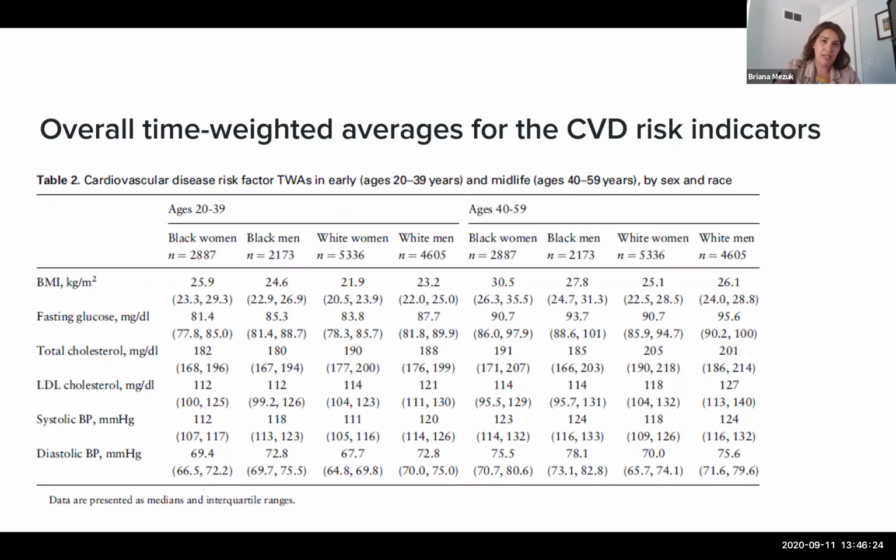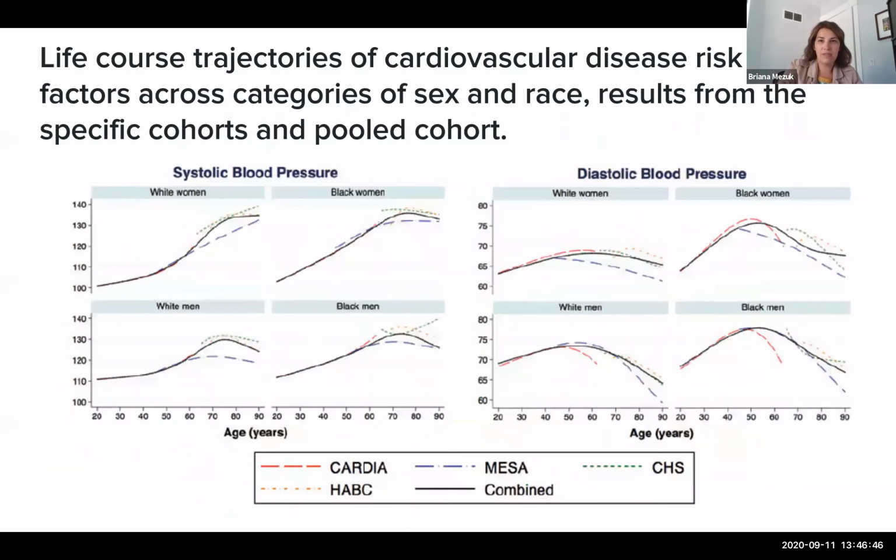Using that approach, they get these time-weighted averages for their cardiovascular risk indicators. These are the time-weighted averages at specific time intervals, so 20 to 39, and then 40 to 59. And then this figure, which I already showed you, is what that looks like when, instead of just looking at the average value, I plot the predicted value for each age across these 4 groups. And now what I'm also showing you is the black line, which is the complete imputed value across all ages. And the dotted, colored lines here are each representing the observed data that are going into that black solid line.